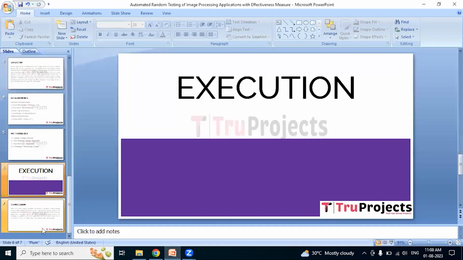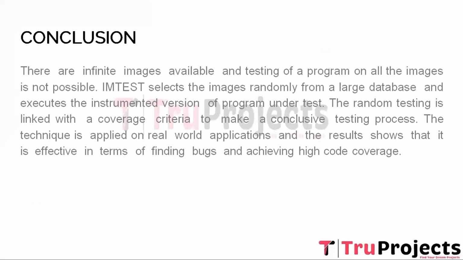Now let's go to the conclusion. In this project, we have identified that IMTest selects images randomly from a large database and executes the instrumented version of the program under test. The random testing is linked with a coverage criterion to make the testing process conclusive. This technique is applied to a real-world application. As the results show, it is effective in terms of finding bugs and achieving high code coverage.